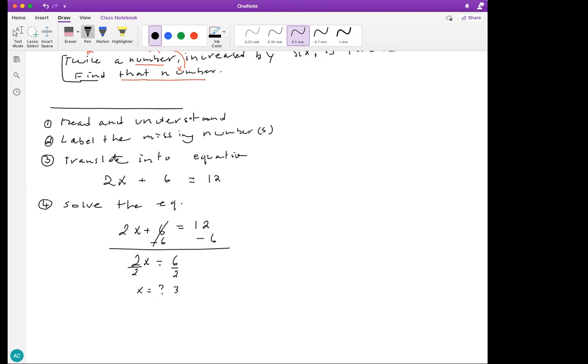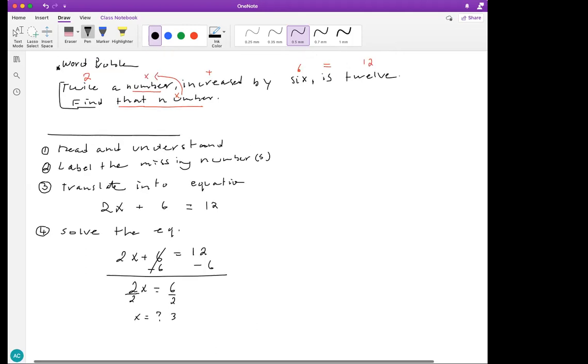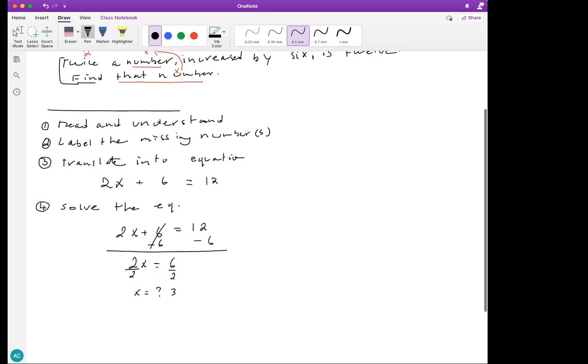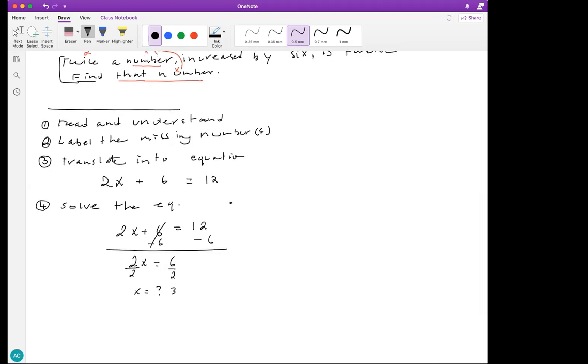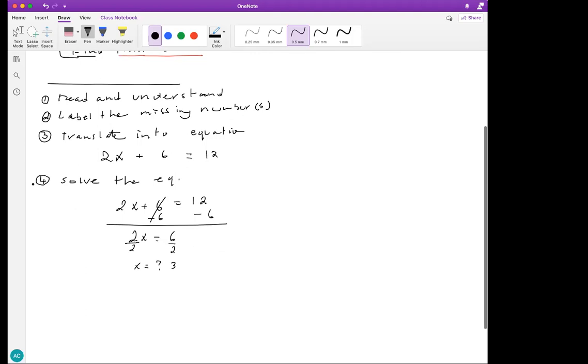Okay, so that's the solution to this equation. So twice a number increased by 6 is 12. Now, we have one more step, last step left. How do we know that we got the right solution? So what do you do in the 5th step? We need to make sure this is a solution. So that step will be to check this and see if it works.